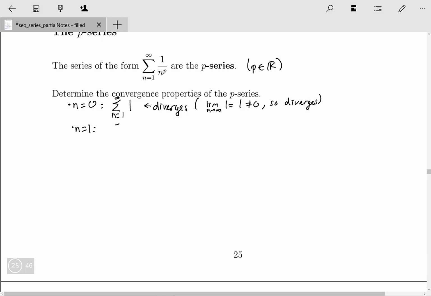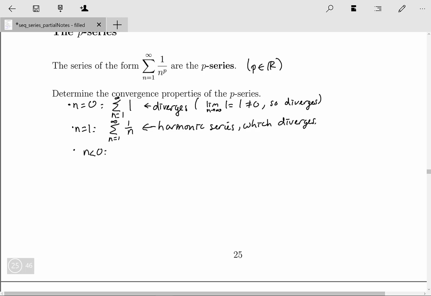If p is equal to 1, we end up with the summation n going from 1 to infinity of 1 over n, and that is just the harmonic series. And we know that diverges because we did that in the last video. Awesome. Alrighty, so now we'll look at two cases.